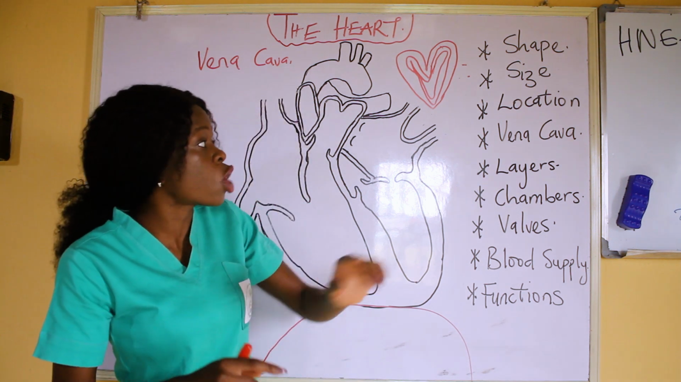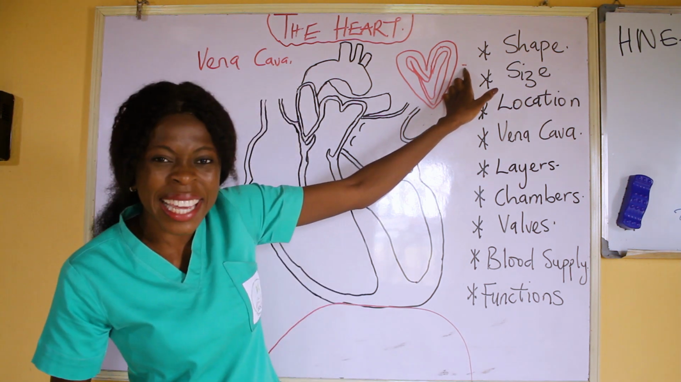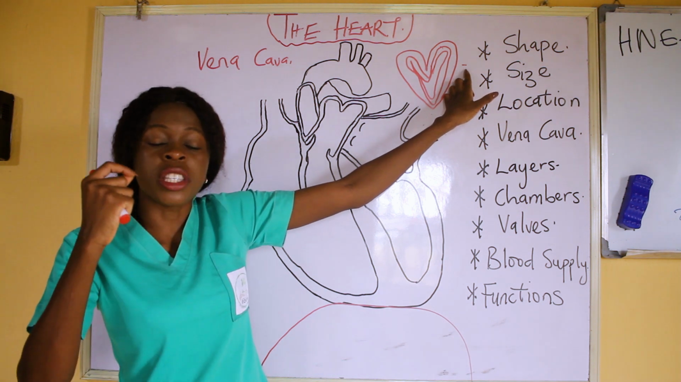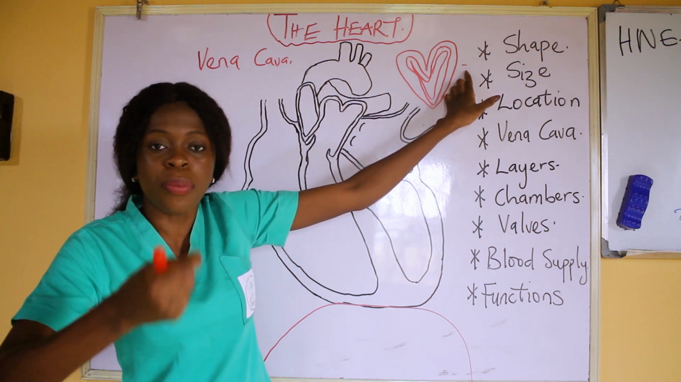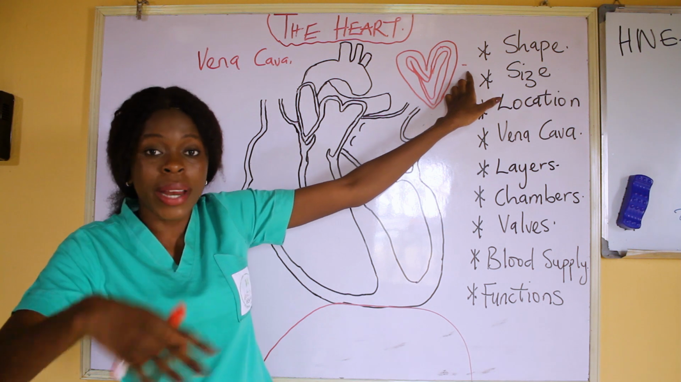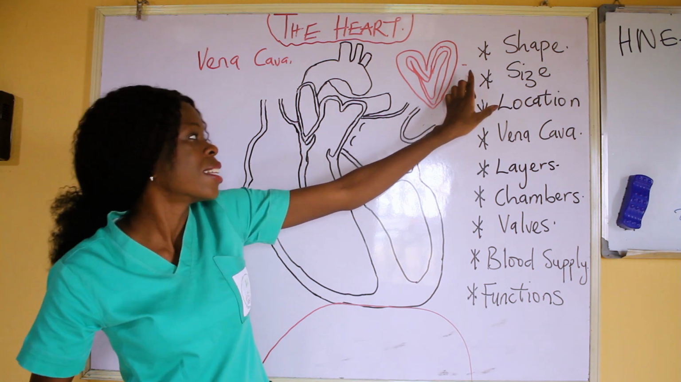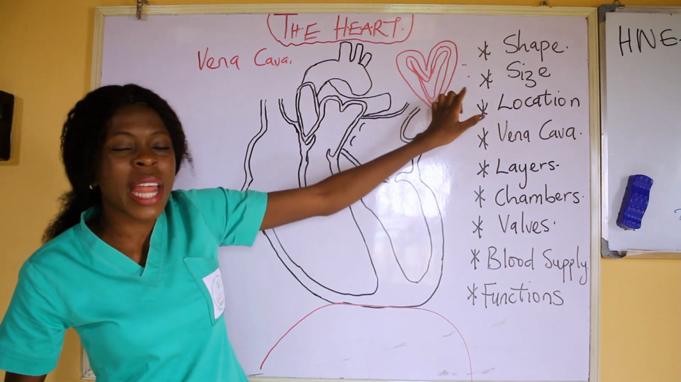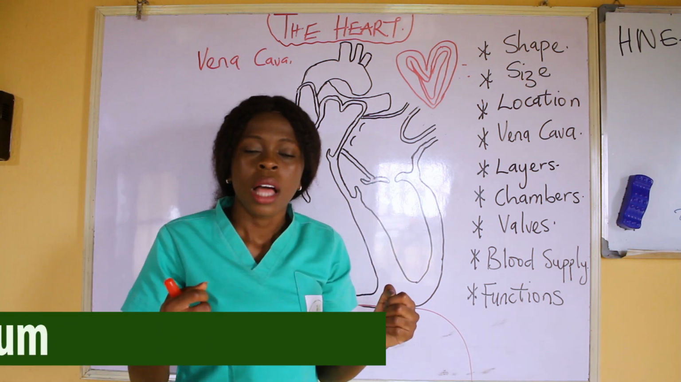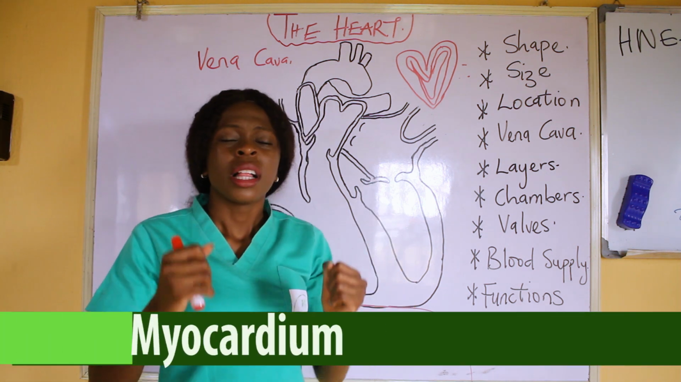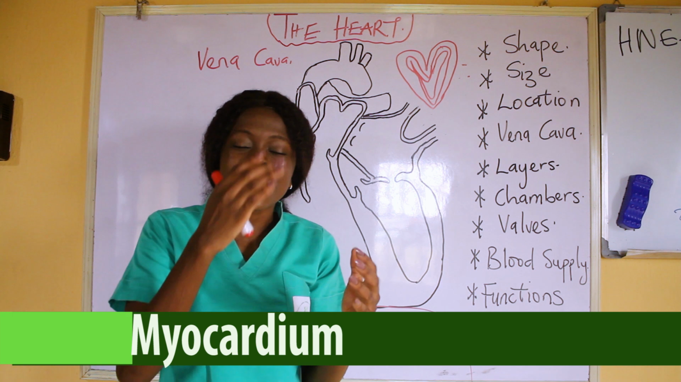One thing I want you to know is that the pericardium, also known as the fibrous layer, is the outer layer. The pericardium is the outer layer. Then the other layer is known as the myocardium. The myocardium is the middle layer.